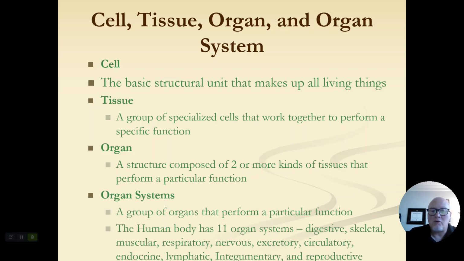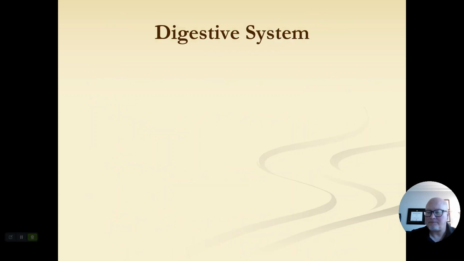When we put multiple organs together, forming a unit working together collectively, we call that an organ system. Okay, and there are 11 major organ systems in the human body: the digestive, skeletal, muscular, respiratory, nervous, excretory, circulatory, endocrine, lymphatic, integumentary, and reproductive. So we're going to take a look at each one of these.